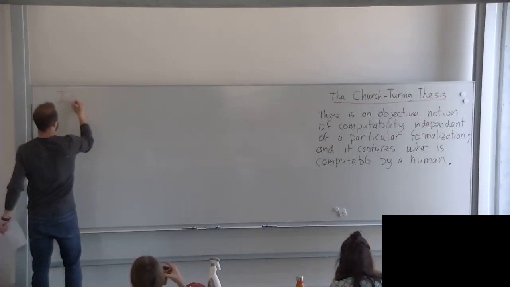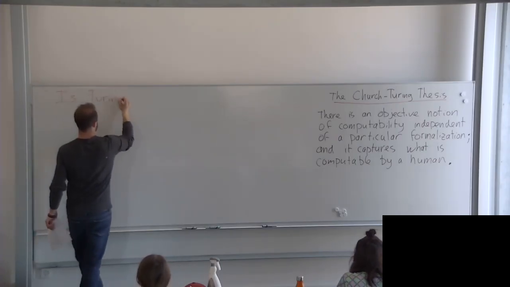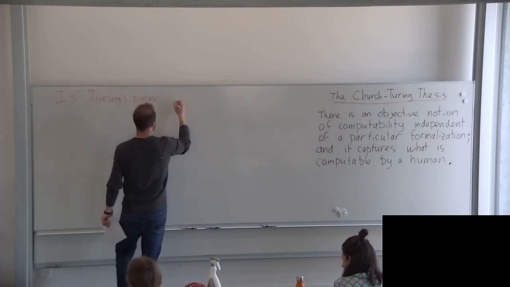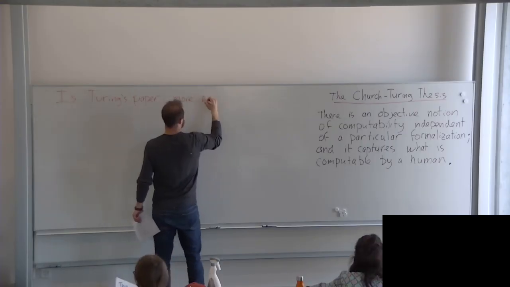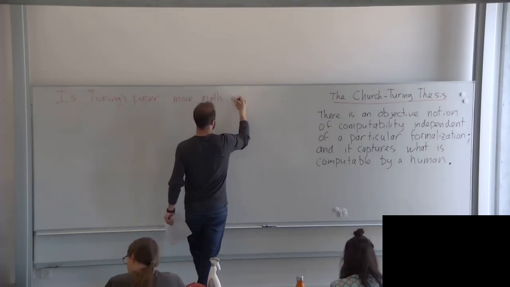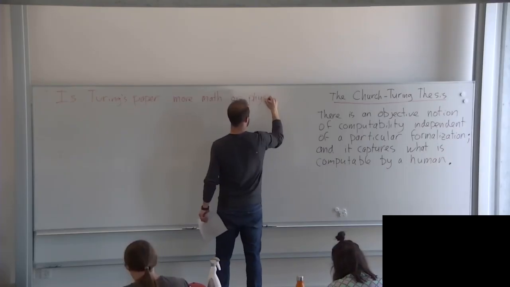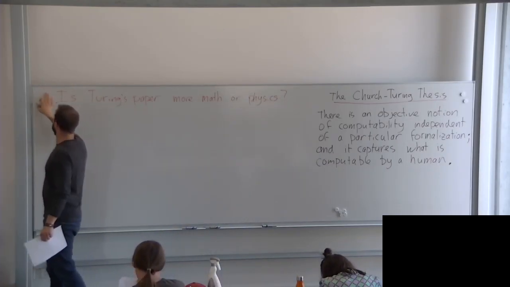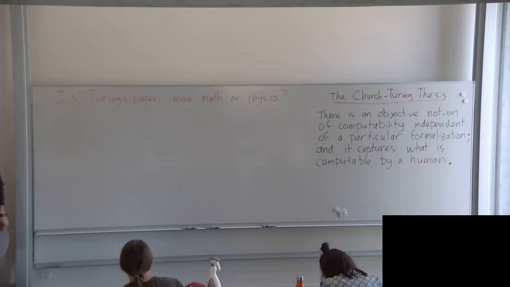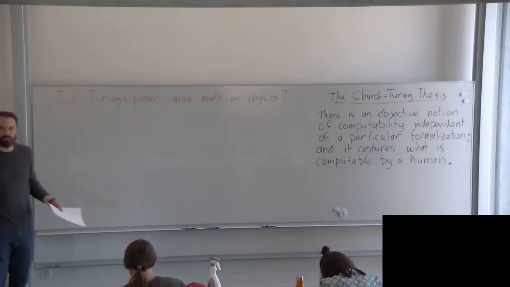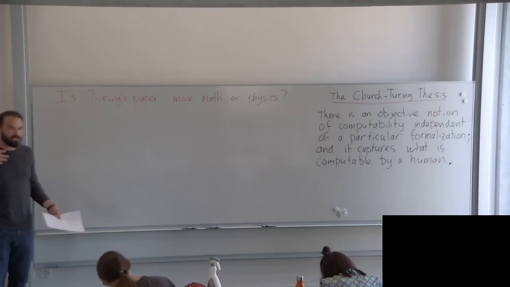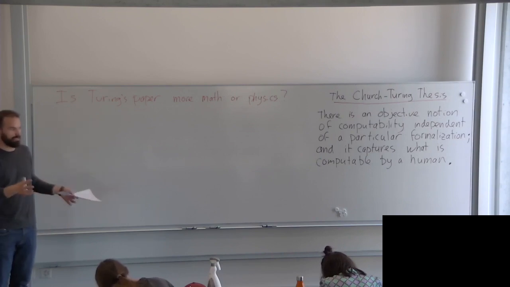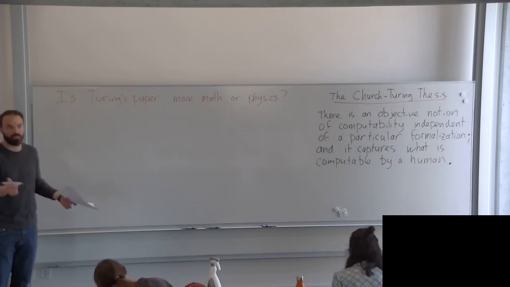Was or is Turing's paper more math or physics? I wanted to defend the case that what Turing does has the spirit of physics in some sense, and that it uses mathematics to formalize a system. And in that case, the system was a mathematician with a pen and paper.